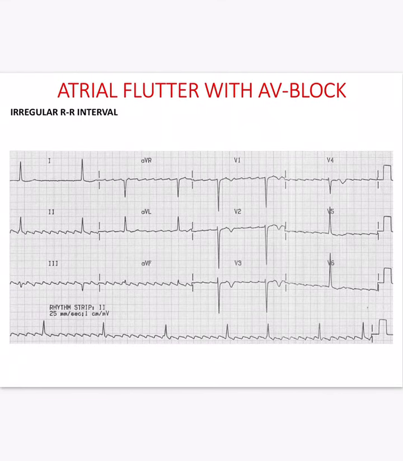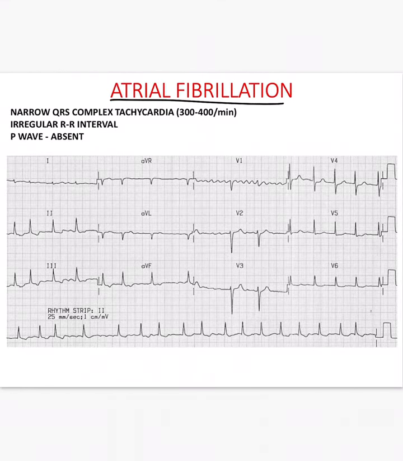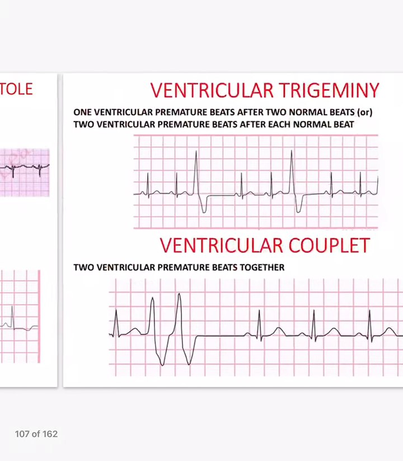Okay, now coming on to atrial fibrillation. What happens in atrial fibrillation? Every QRS wave is not followed by a P wave. Do you see? You do not find a P wave here. Do you see? P wave is not so consistent. So this is about your atrial fibrillation, and there is an irregular RR interval.